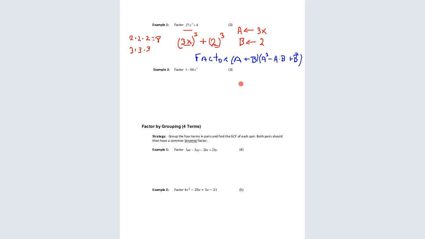And so when I put my A, B, and C in there, or my A and B, not my C, I've got 3x plus 2 plus B, which is 2, times A squared, which is 3x times 3x is going to be 9x squared, minus A times B, which is 3x times 2. And, yeah, bear with me. And B squared, which is 4.